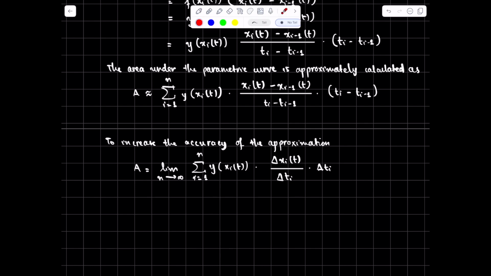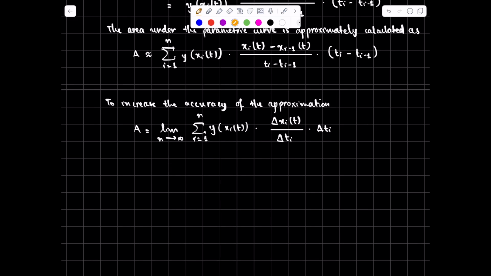These are just notations to indicate the difference in x and the difference in t. Now, as you take n to infinity, the limit of this quotient becomes the derivative of x in terms of t. So a quick note here is that the limit, as n goes to infinity, of delta x sub i over delta t sub i is going to go to x prime of t. And instead of writing the limit of the Riemann sum, what you do is you rewrite this as the definite integral from a to b.